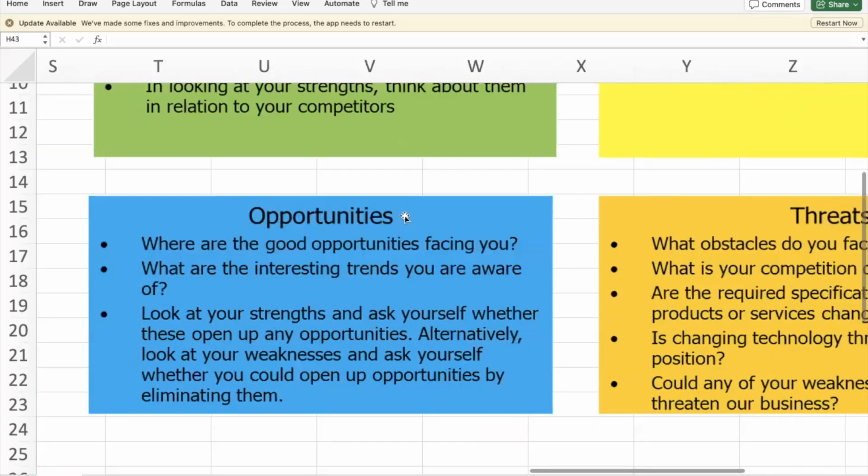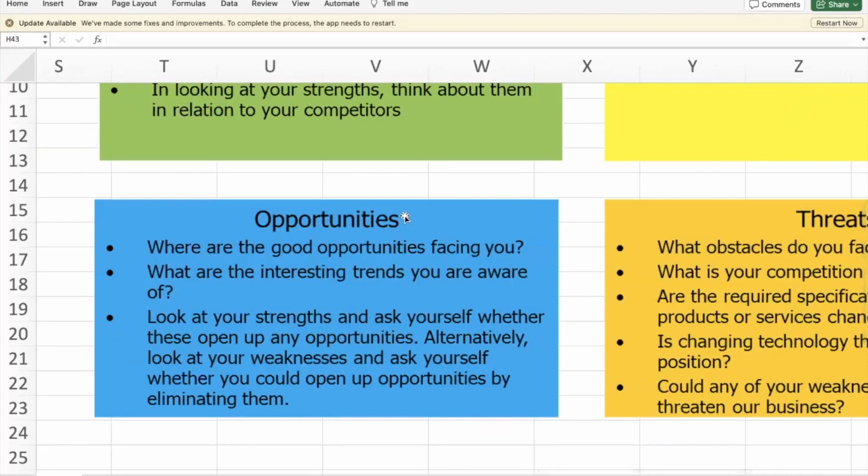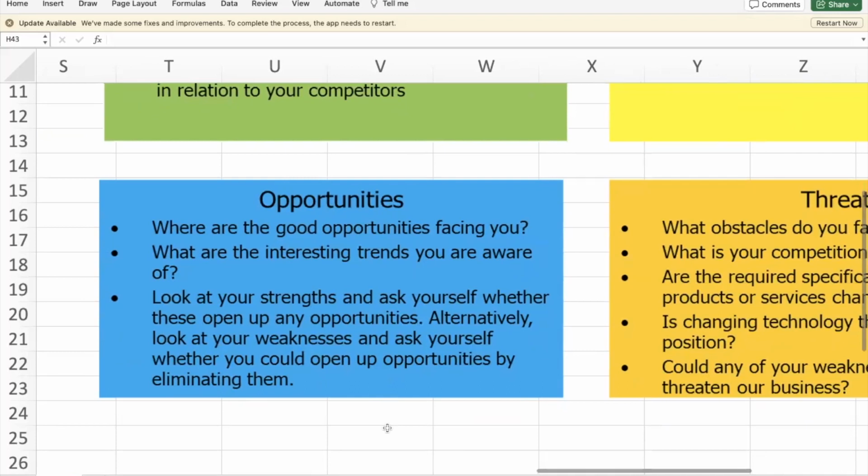The third quadrant are your opportunities. And the questions here are, where are the good opportunities facing you? What are the interesting trends you are aware of? Look at your strengths and ask yourself whether these open up any opportunities, or look at your weaknesses and ask yourself whether you could open up opportunities by eliminating them.